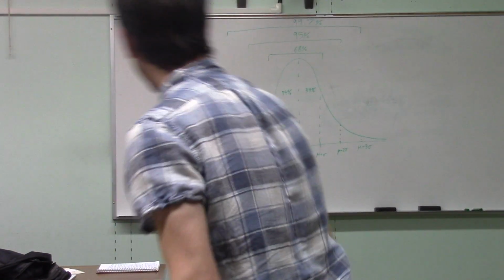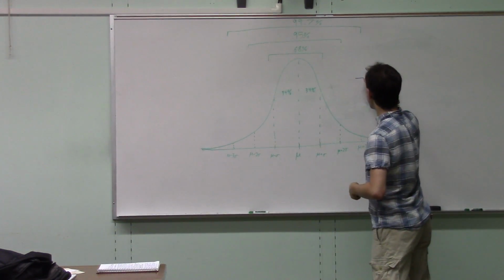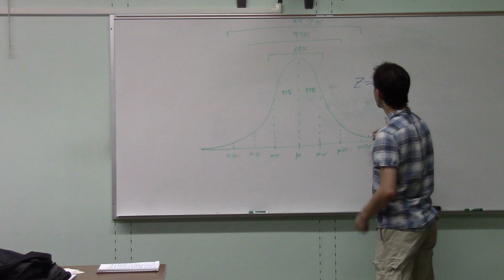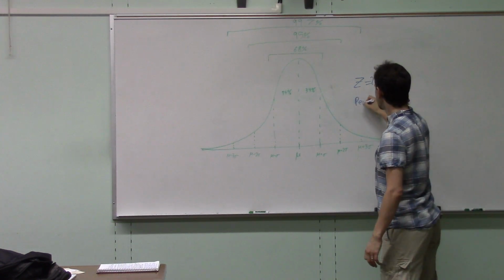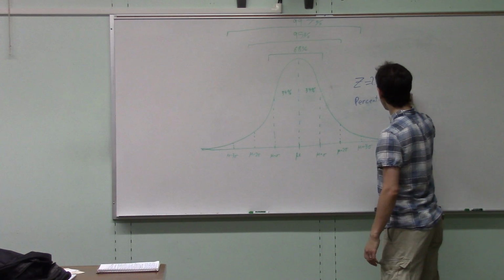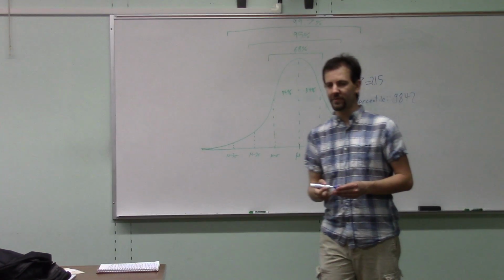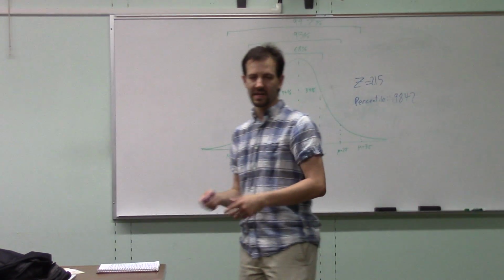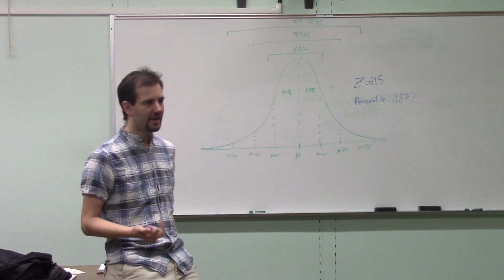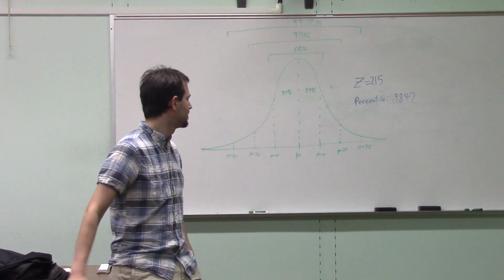0.9842. And that means that Jill with a z-score of 2.15 has a percentile of 0.9842. 98.42% of people she meets, if she meets totally random people, will have IQ scores lower than hers.